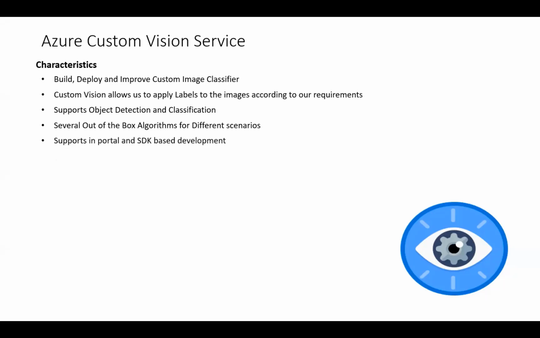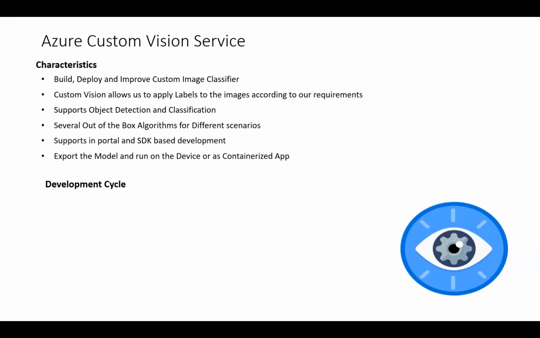Then we have the ability to do SDK based or in portal development for our models. The most beautiful thing that I find for Azure Custom Vision Service is that it allows us to export our trained model and run it on the device closer to our data as a containerized app. So that's a plus point that we have with Azure Custom Vision Service. It can be deployed to IoT Edge.